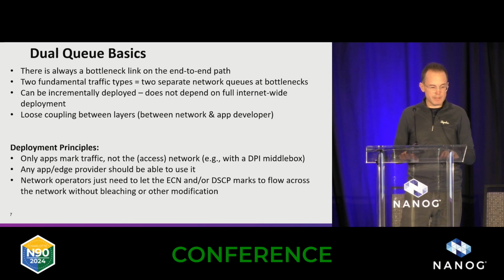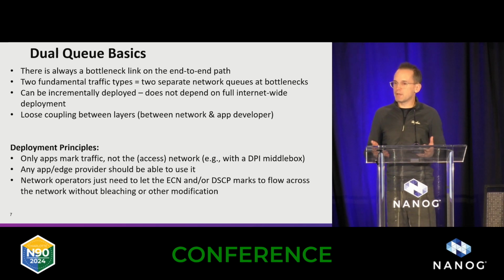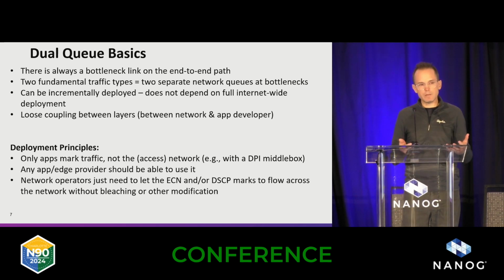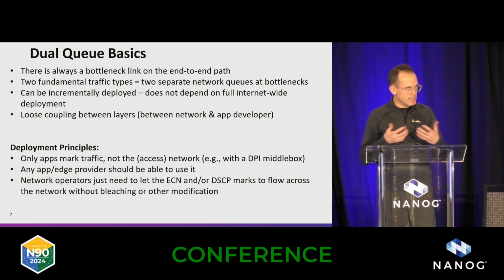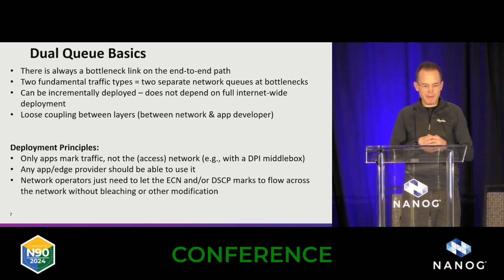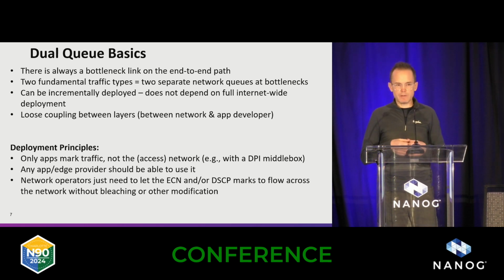So loose coupling and incrementally deployed, architecturally, those are usually working in your favor for eventual deployment. Some other principles are that only the applications mark traffic. So when a client is originating their packets, they're going to mark their application header, or excuse me, their packet header. I'll tell you exactly what that means. It's not the access network that does it.